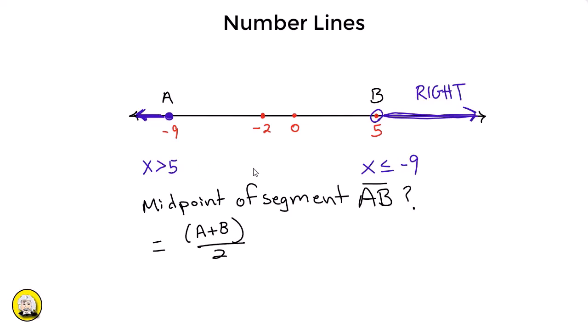The sum of the two endpoints divided by the number of elements, or the count, which is only 2 in this case. And that would work out to -9 plus 5 over 2, which is -4 over 2, which is a midpoint of -2. So our midpoint actually is the -2 point shown on the number line.